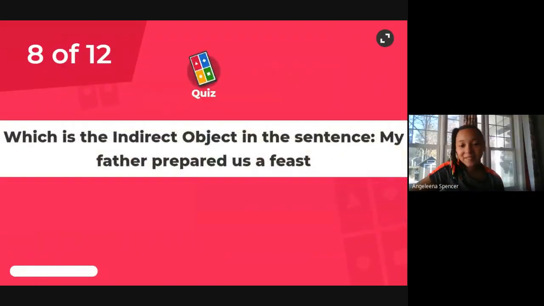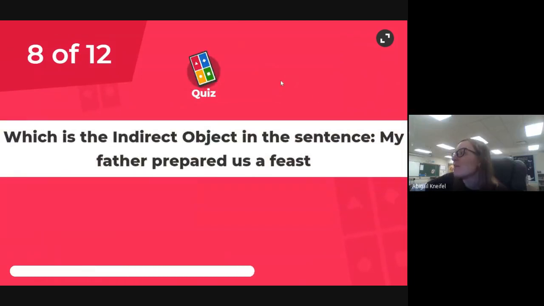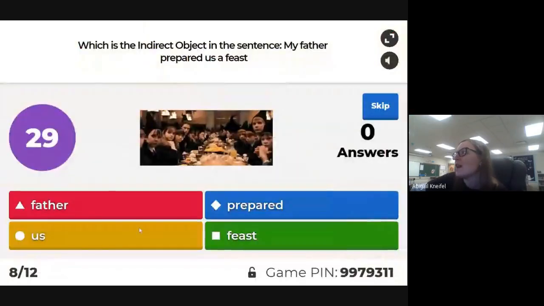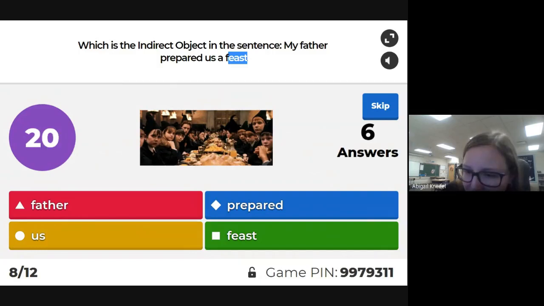All right. Which is the indirect object in the sentence? My father prepared us a feast. Prepared is our verb. What's being prepared? Feast. So what is the indirect object? Who's getting the feast?